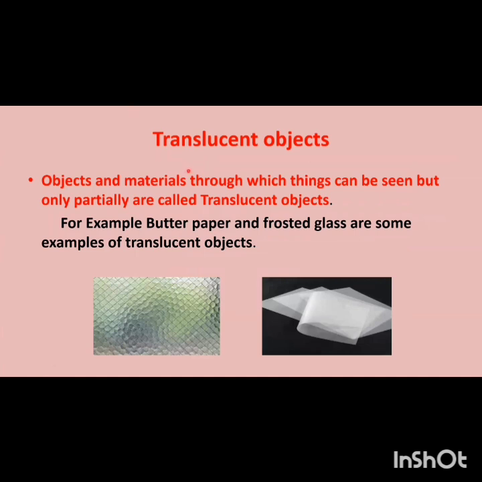Next, translucent objects. Objects and materials through which things can be seen but only partially are called translucent objects. For example, butter paper and frosted glass are some examples of translucent objects. This is frosted glass and this is butter paper.